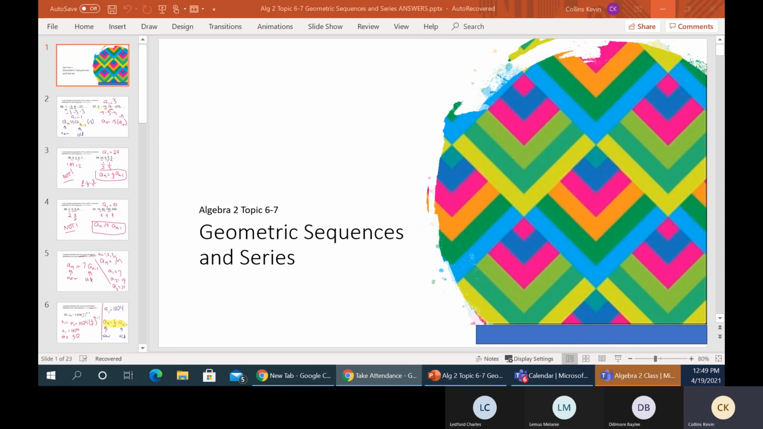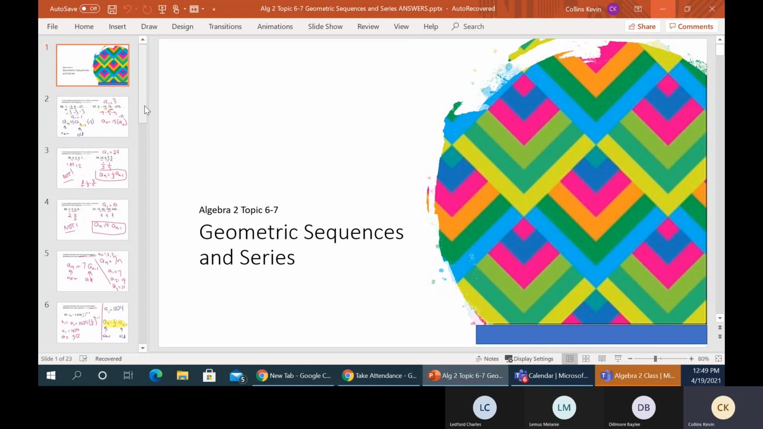So we were doing geometric sequences and series. When is school out? Not till June. I know, right? I used to like it when it was out right before Memorial Day. Things got started late this year. I don't know if it was COVID or what it was, but anyway, we're in the last quarter. That's a good thing. All right.